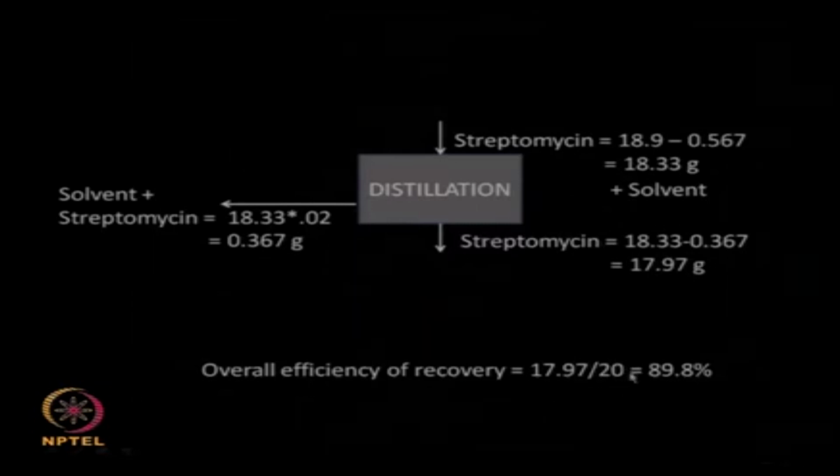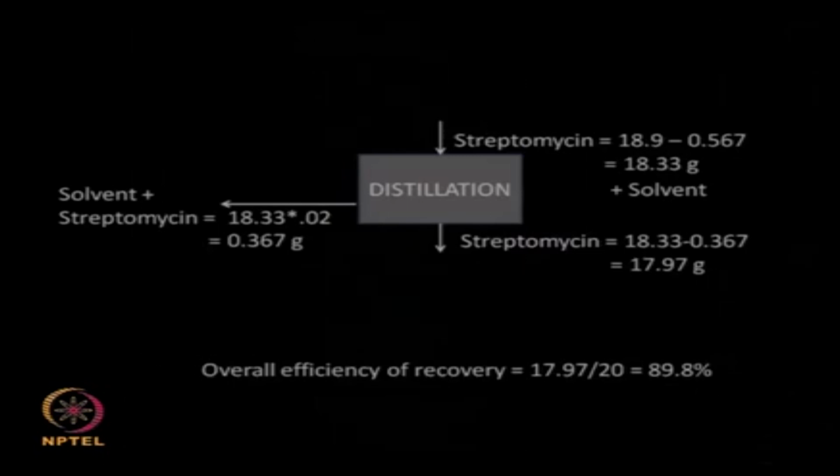So you started with 20 grams and you are ending up with 17.97 grams. So the overall efficiency is 17.97 divided by 20, so approximately 90%. So you see 3 steps, you have the filtration, you have the extraction, then you have the distillation. So you are ending up with 90% efficiency, that means 10% of the streptomycin is lost during this process. So this is a very useful problem to look at.